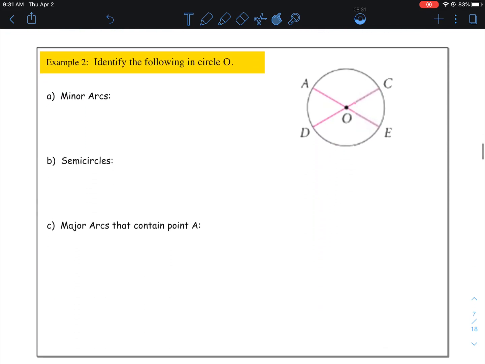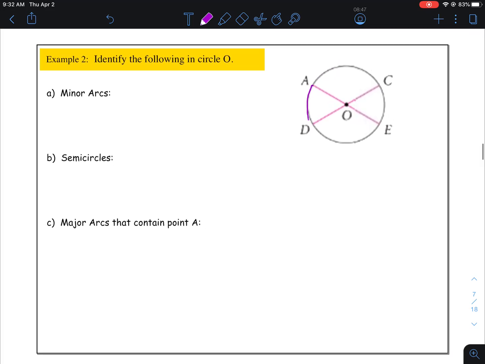Another thing you may be asked to do is name these guys: minor arcs, semicircle, and major arcs. So a minor arc is any arc that is less than 180 degrees or less than half the circle. So from like A to D or A to C. Or C to E or D to E. These are all minor arcs. The notation for an arc is almost like a segment. You just put a little arc above it. So these are all arcs that are minor.